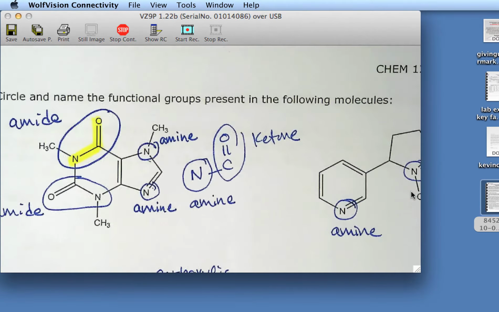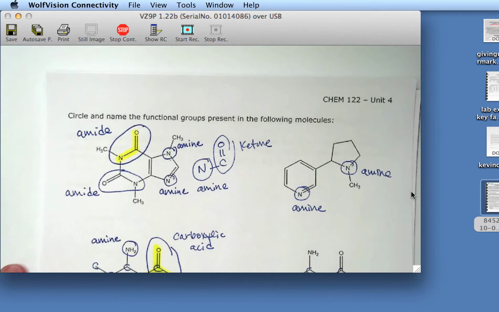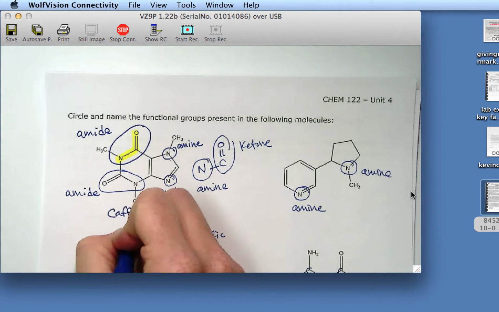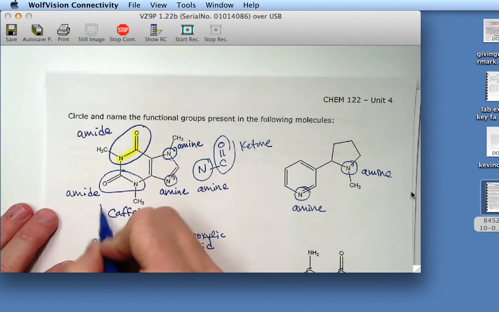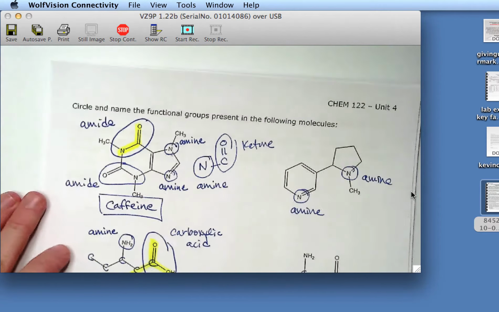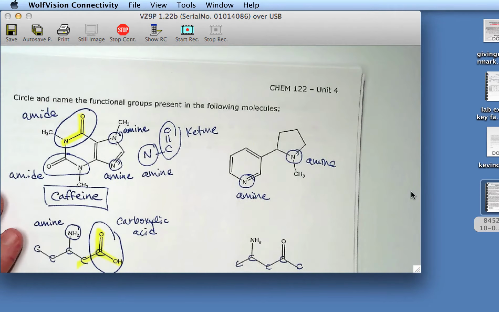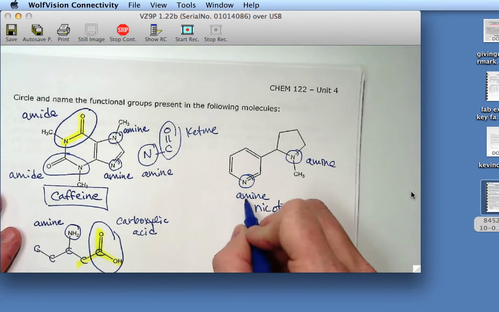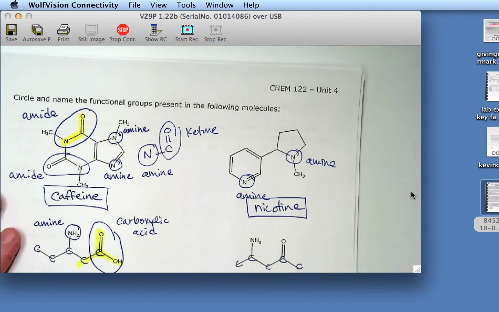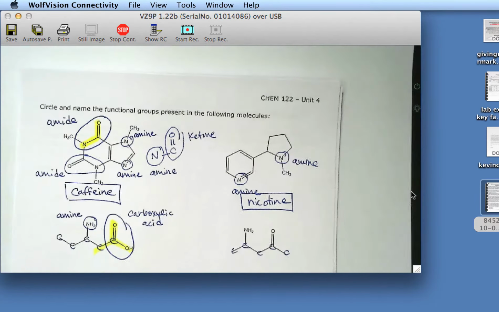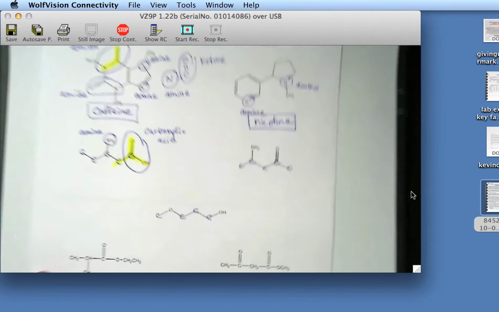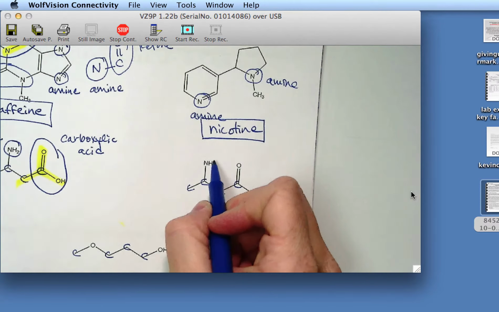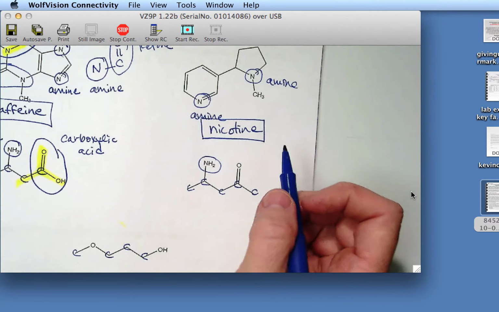These structures at the top, this first one on the left, I told you, is caffeine. This one on the right is nicotine. Okay, so for the functional groups and the ones that we're still working on, what's this one? Amine, good.